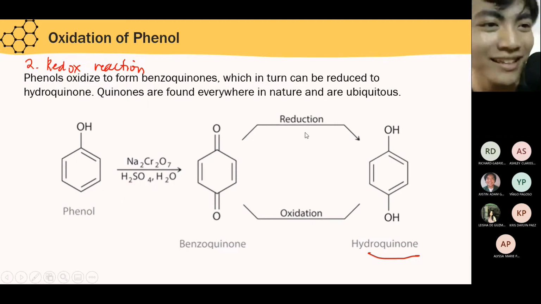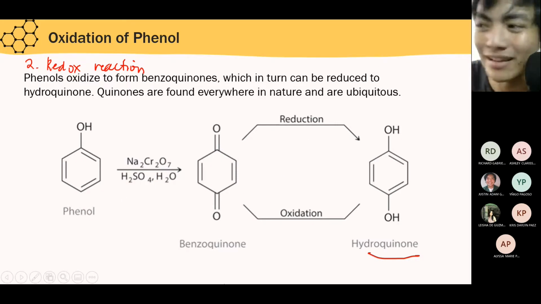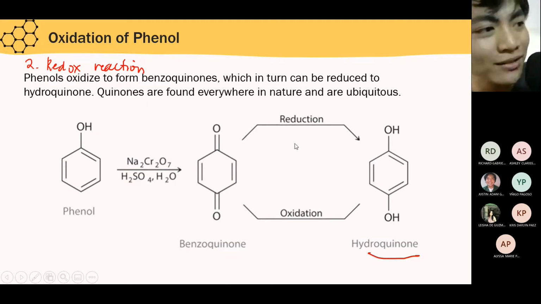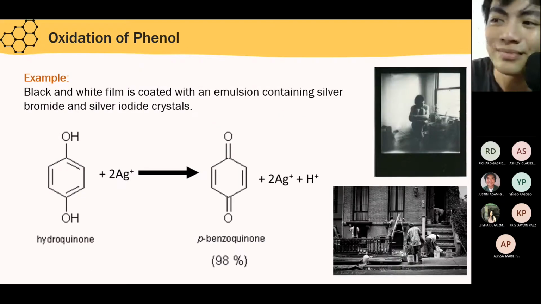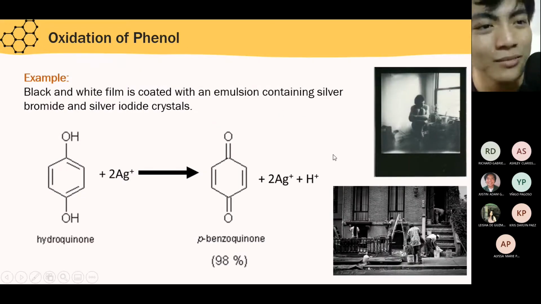So, yung phenol, it can be oxidized to benzoquinone, and the benzoquinone can be further reduced into hydroquinone, which is the primary substance found in cosmetic products. And actually, hindi lang cosmetic products. Marami pa. So, yung hydroquinone, pwede rin pala siya gamitin for developer ng photographic film.